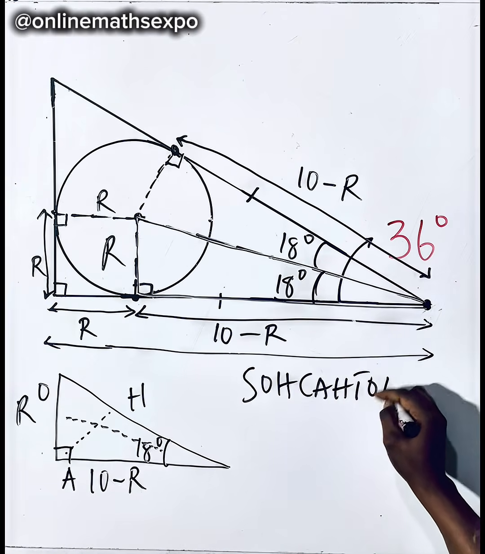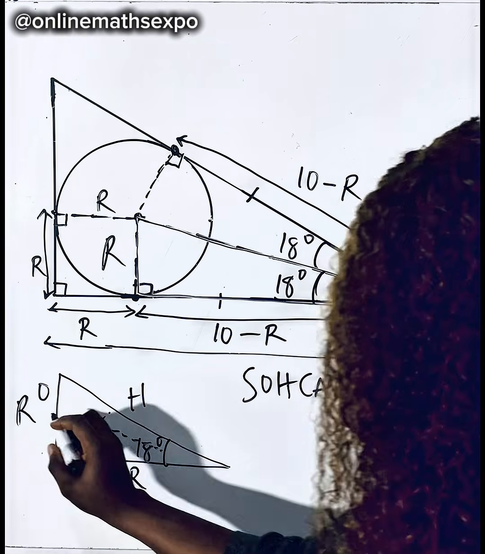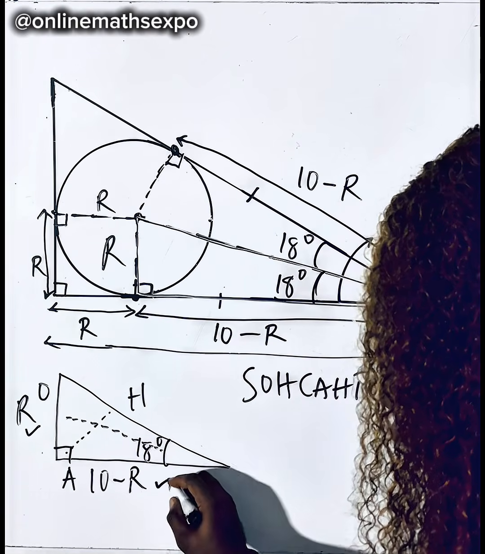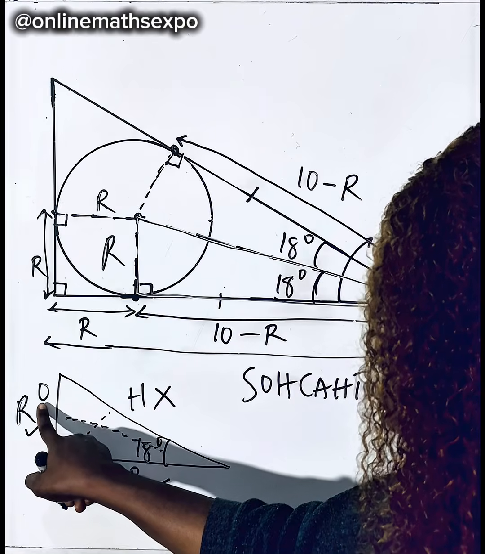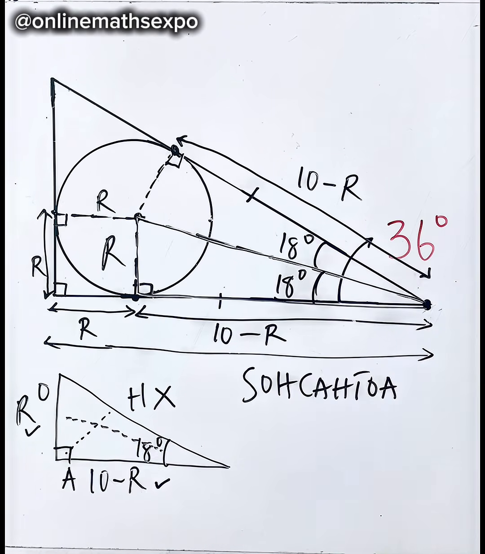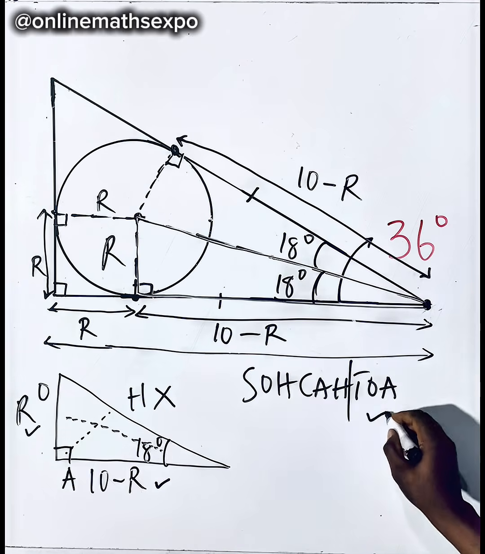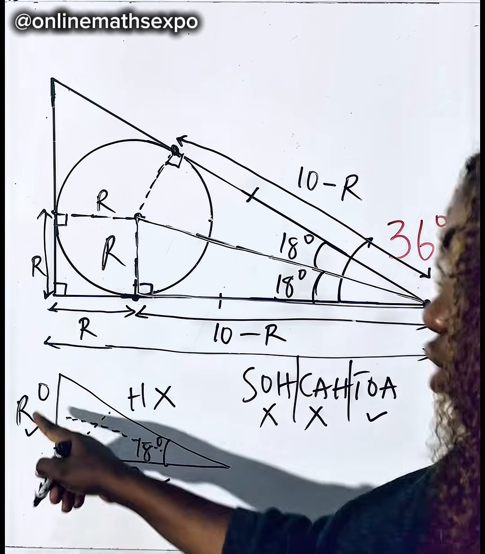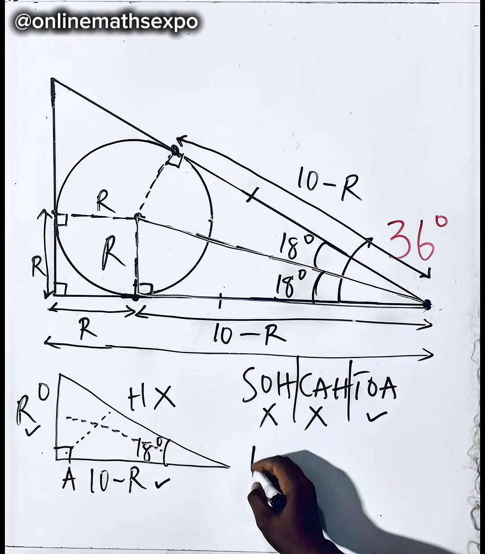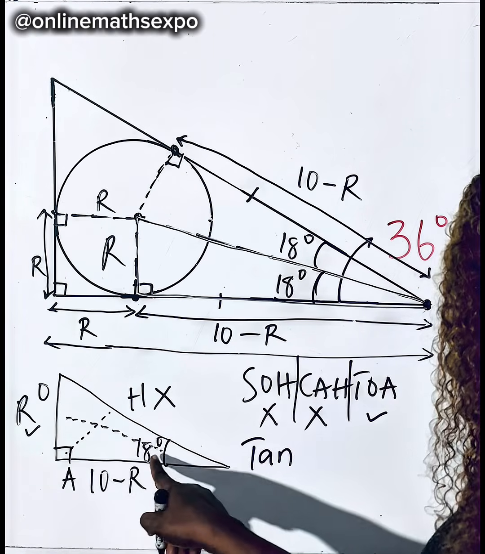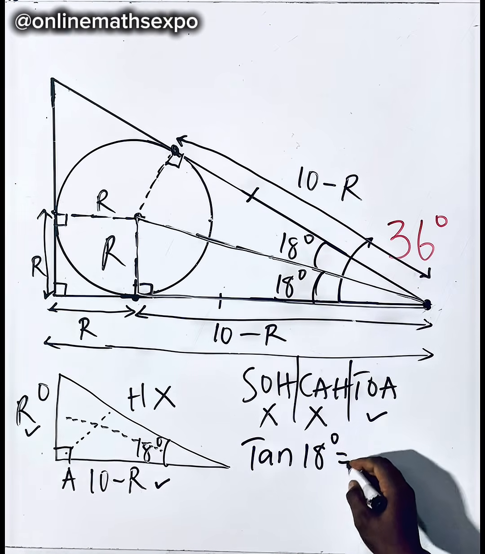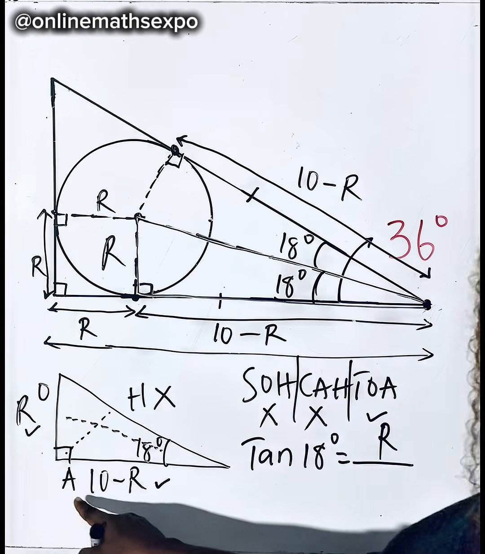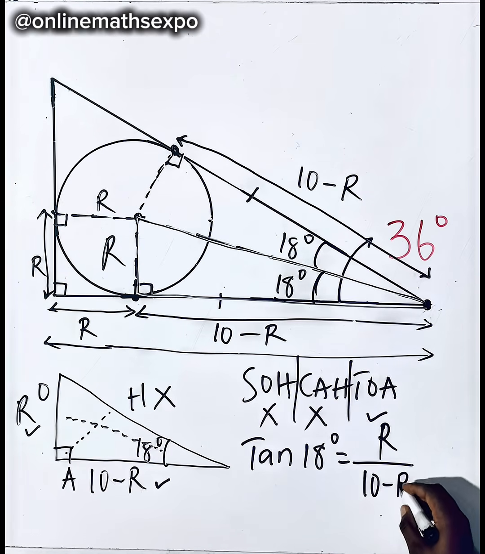Now you ask yourself, which of these will I use? You see that we are looking for r, which is O, and we also have information on A. We don't need this H. So in that case, you are working with O and A. And which one has O and A? This is TOA. We are going to reject these two. So let's make use of this to get the value of r. So tan of 18 degrees is equal to opposite, which is r, divided by the adjacent, which is 10 minus r.